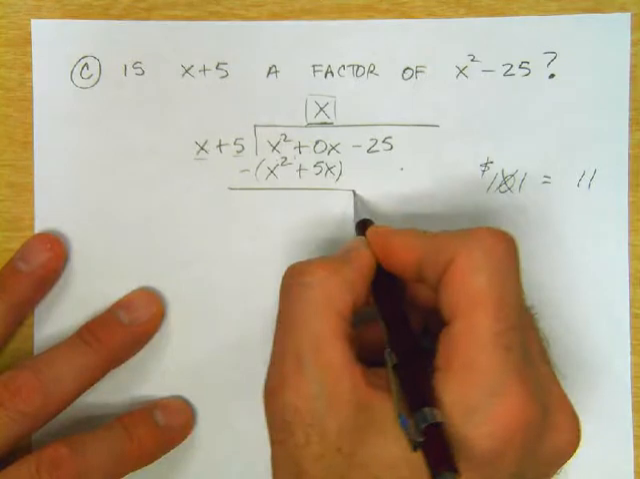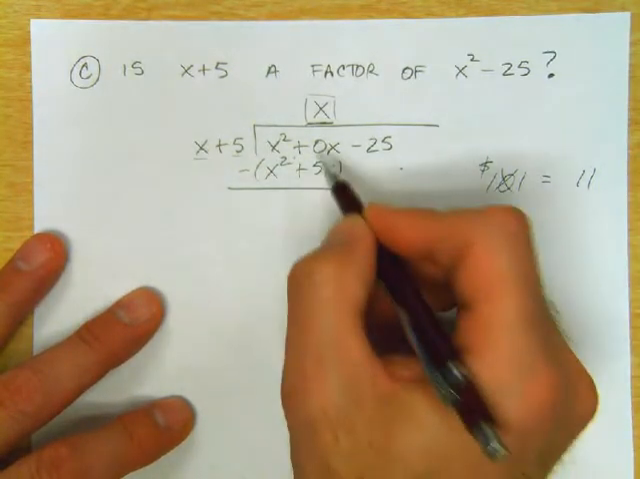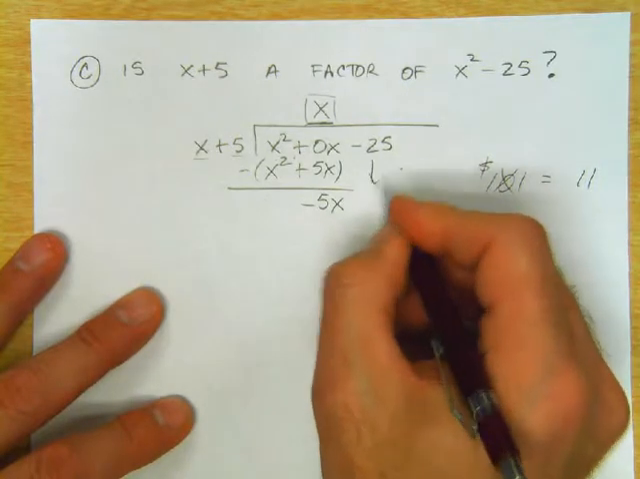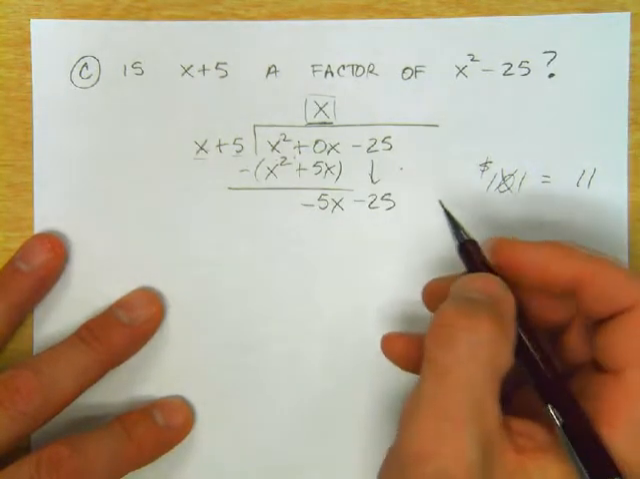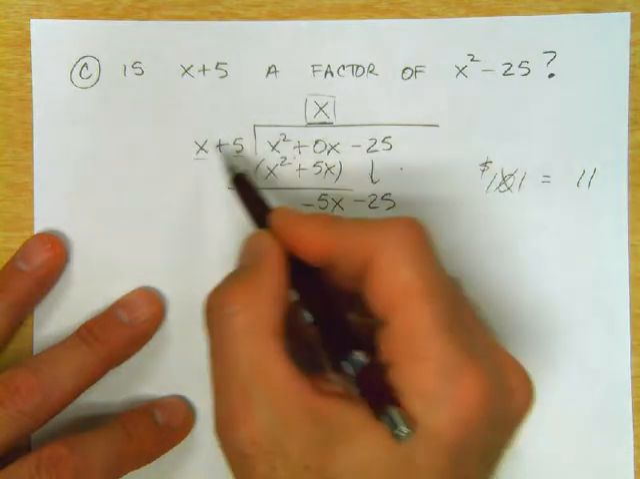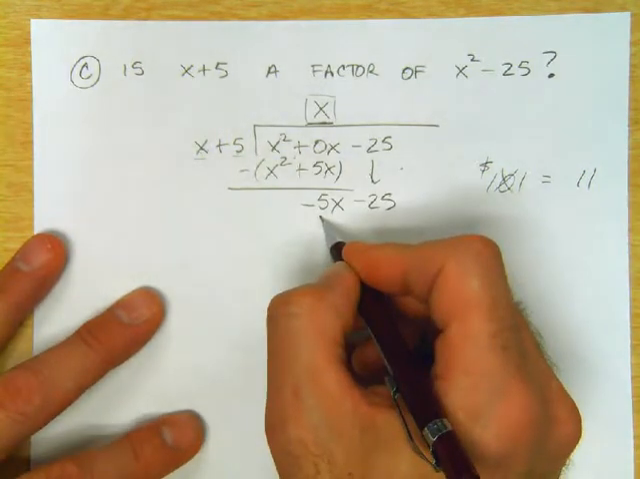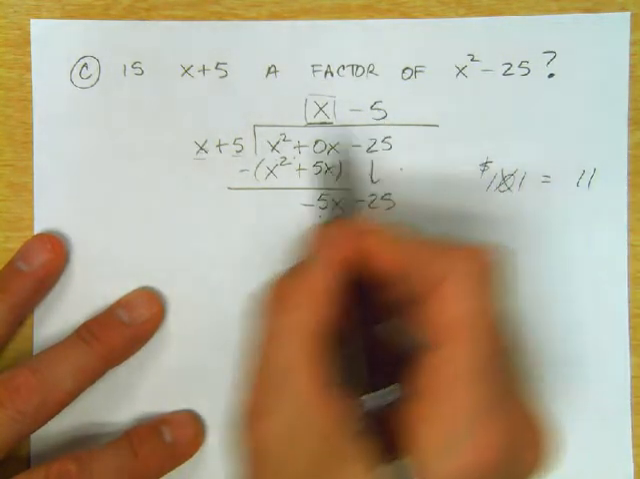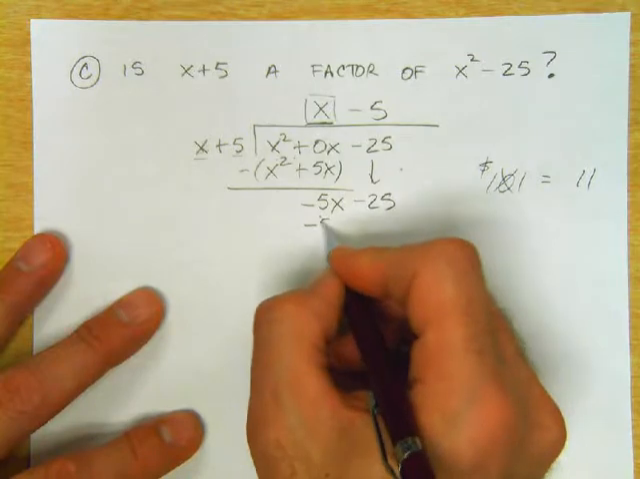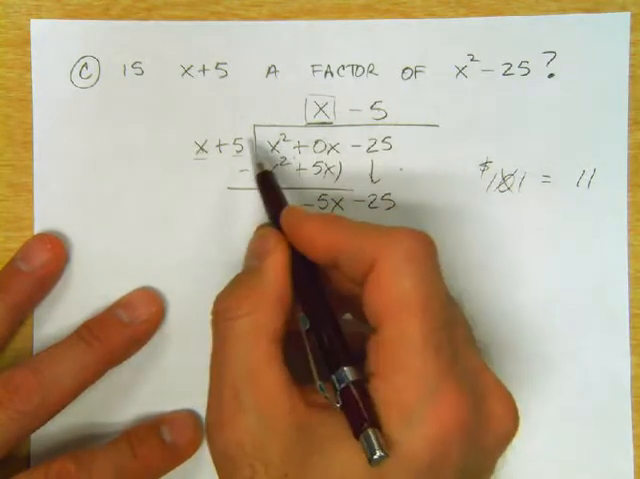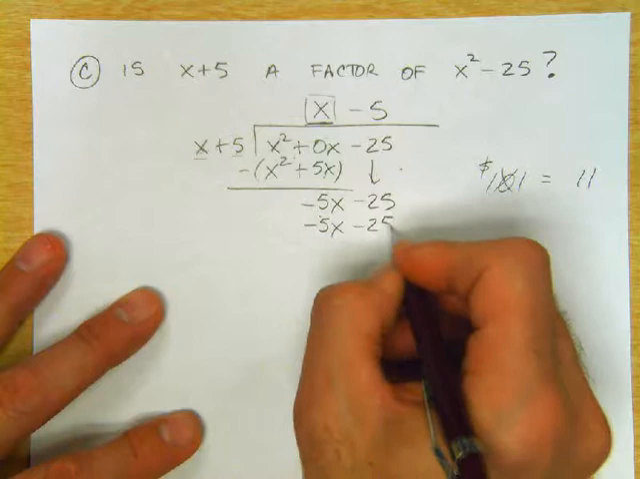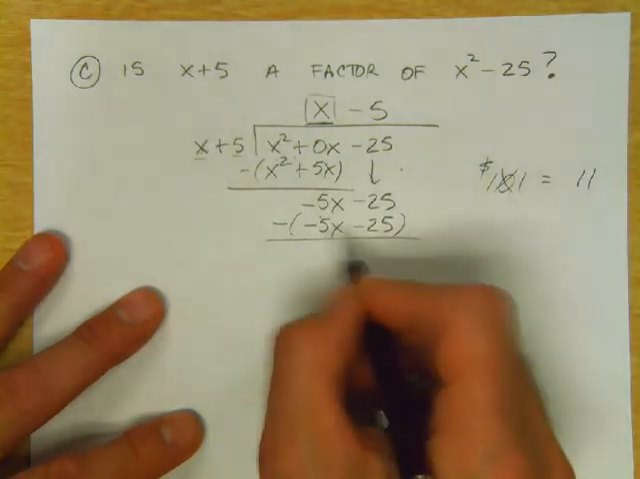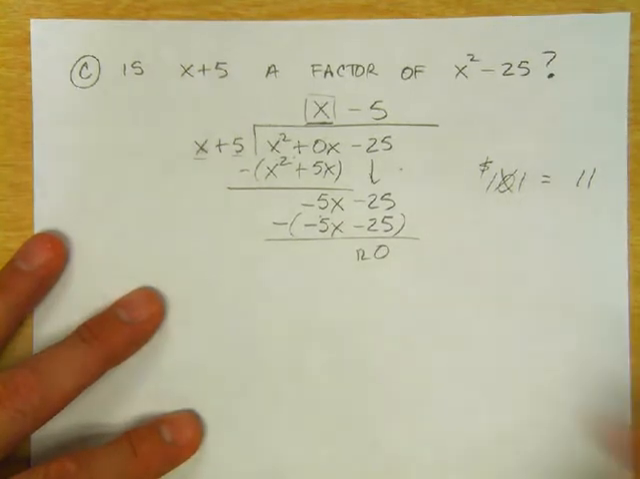The x squareds cancel. 0 minus 5x is minus 5x. Drop the negative 25. Okay, what times x is equal to negative 5x? Negative 5 times x is negative 5x. Negative 5 times 5 is negative 25. Put it in parentheses and subtract. Comes out 0.